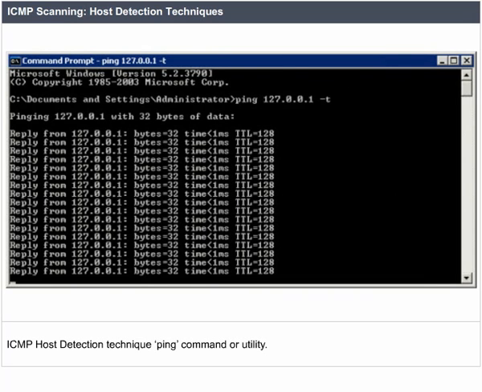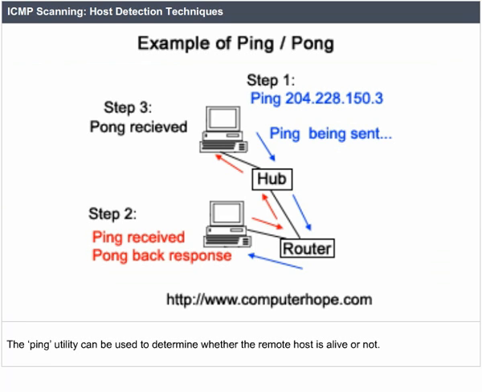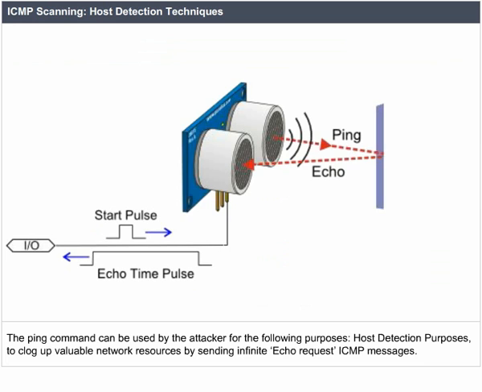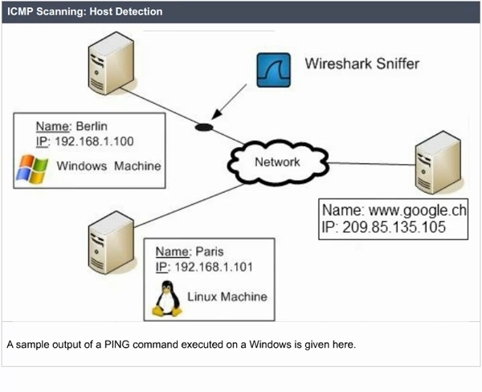ICMP host detection technique: the ping command or utility. The ping utility can be used to determine whether the remote host is alive or not. The ping command can be used by the attacker for the following purposes: host detection, and to clog up valuable network resources by sending infinite echo request ICMP messages. A sample output of a ping command executed on Windows is given here.